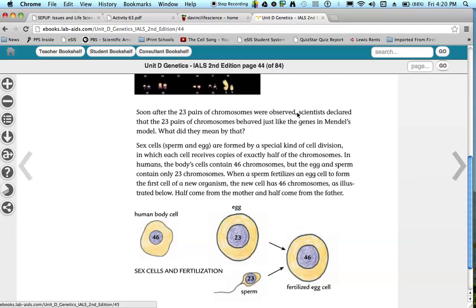Soon after the 23 pairs of chromosomes were observed, scientists declared that the 23 pairs of chromosomes behave just like the genes in Mendel's model. What did they mean by that?